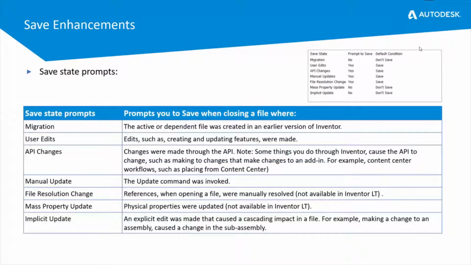Right, if we have a look at the save state prompt, you can now see the different options we have. So for migration, user edits, API changes, manual update, file resolution changes, mass property updates, and implicit updates.